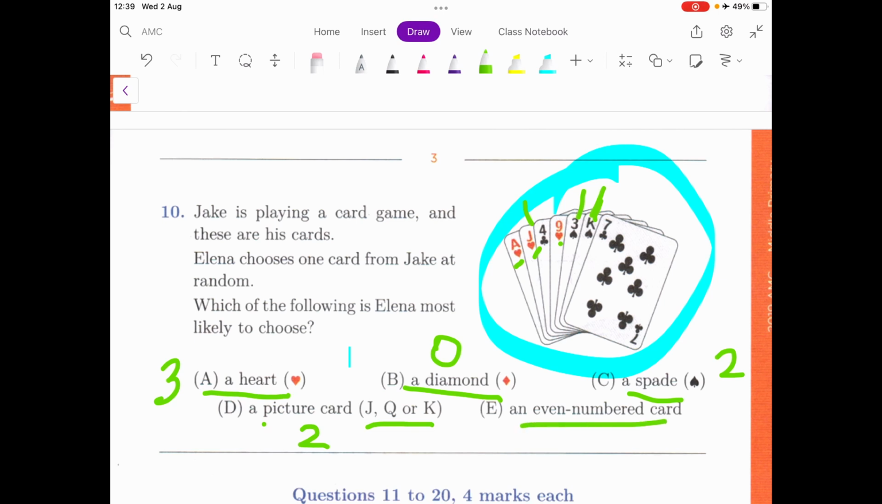An even numbered card. Let's see. There is only 1 option, which is option 4. 4 of clubs. So there is only 1 card. Now we can see, since heart, there are 3 cards in Jake's hand. So this is more likely to be chosen. So our answer is a heart card.